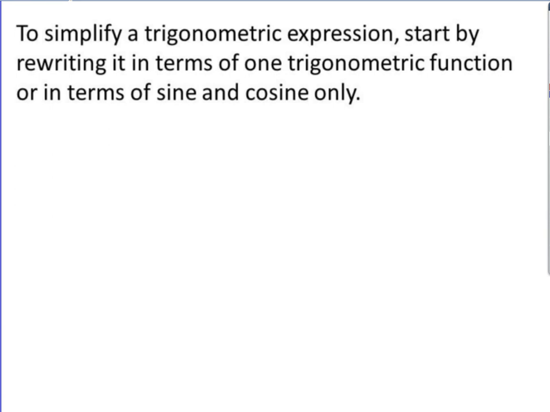The easiest way to do this is to start by rewriting it in terms of one trigonometric function or in terms of just sine and cosine only. So if you can get everything to tangent, you can go that route. If you can't get it all to just one function, try to get them to sines and cosines.